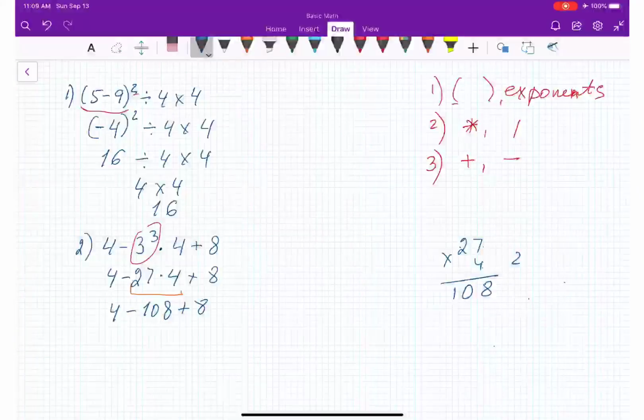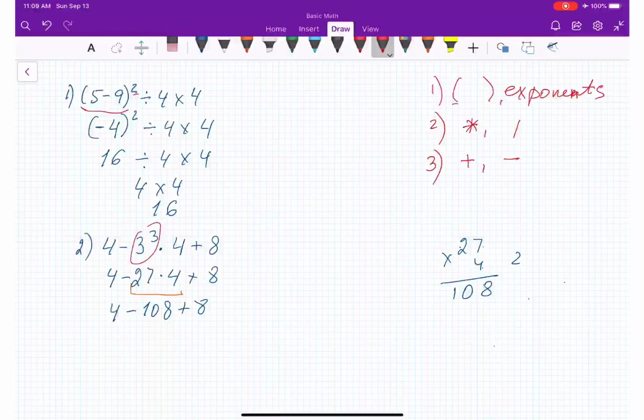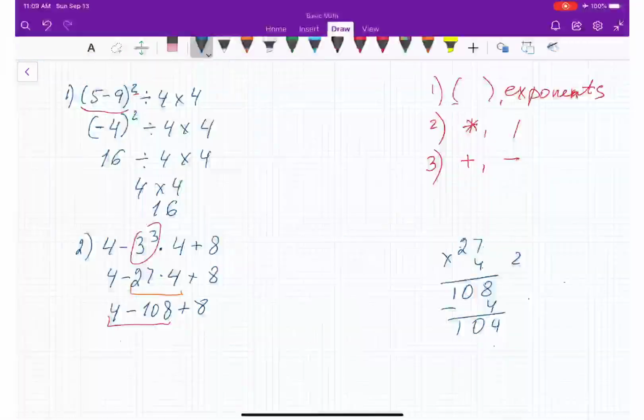So first comes subtraction. 4 minus 108. Positive, negative, we need to subtract. 108 minus 4. Oh, I have here 108. Let me might as well subtract 4. 8 minus 4 is 4, 0, 1. 104, and it's going to be negative because 108 is the bigger number.